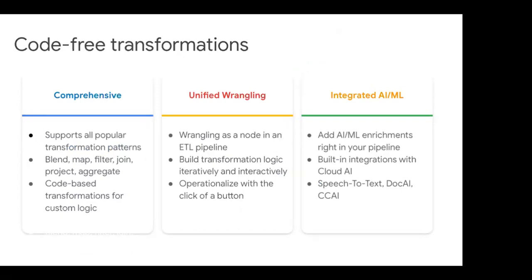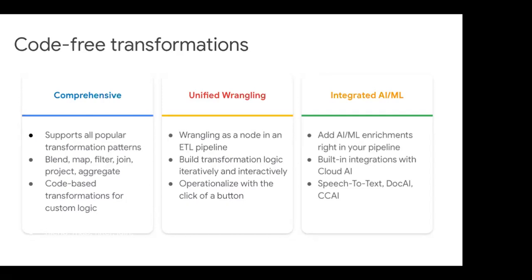Wrangling as a node, so you can build transformation logic iteratively and interactively, and then operationalize your data warehouse with a click of a button. Now, the biggest thing we have done is to bring that AI ML integration into the data warehousing world. In a legacy approach, you pull data out of your data warehouse, take it someplace where you can train a model, run a model, and then deploy it back. With our data warehousing approach, we give you that flexibility.